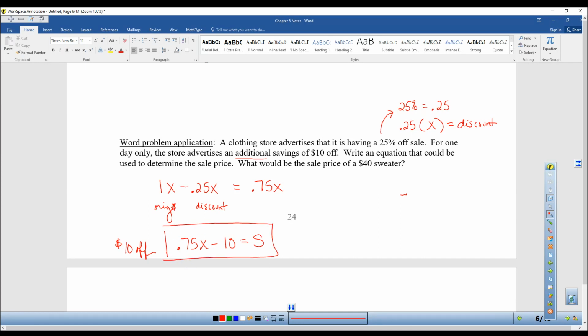So what would be the sale price of a $40 sweater? So the sale price of 40, that's the notation that we use, is going to be 0.75 times 40 minus 10, and that comes out to be $20. Good deal. Ends up being half price in this particular case.